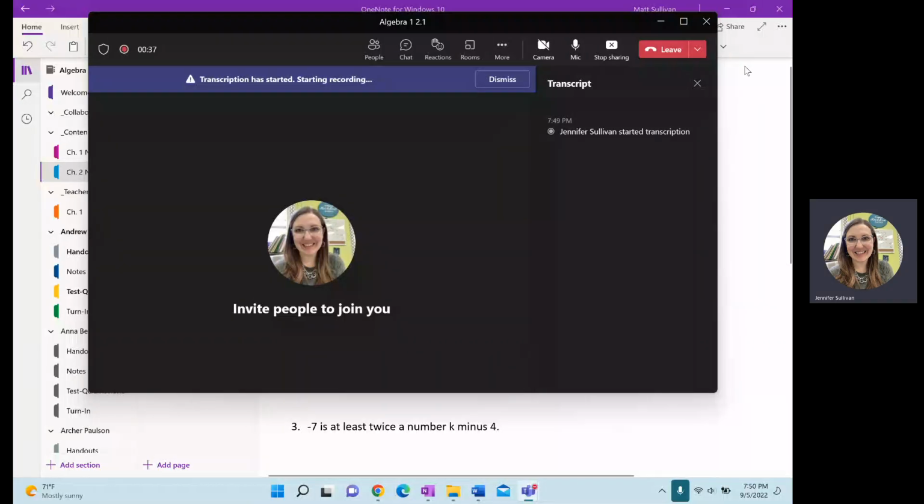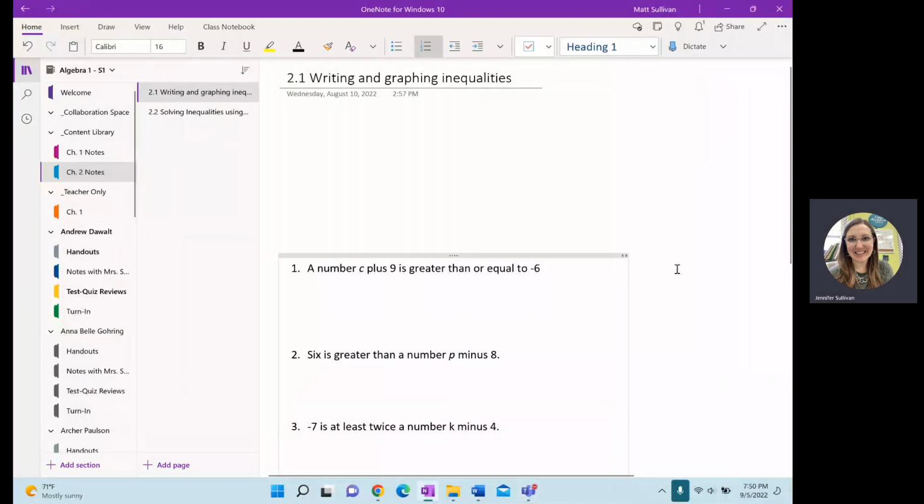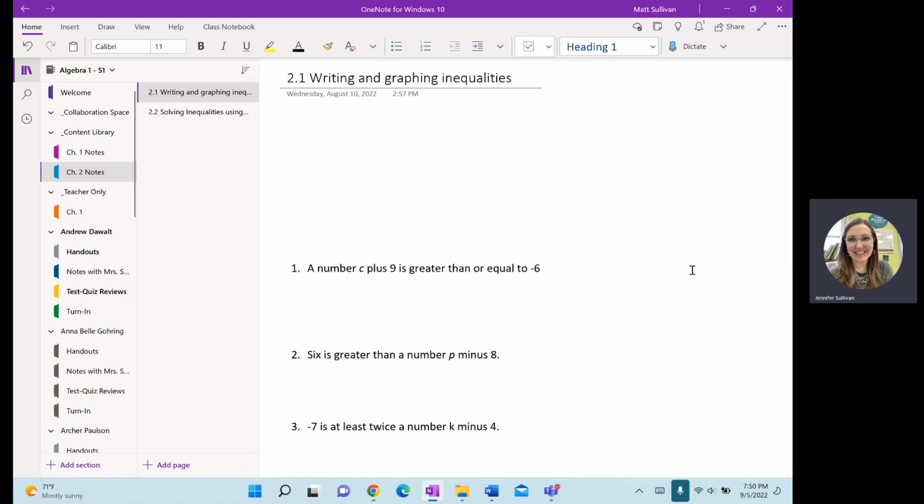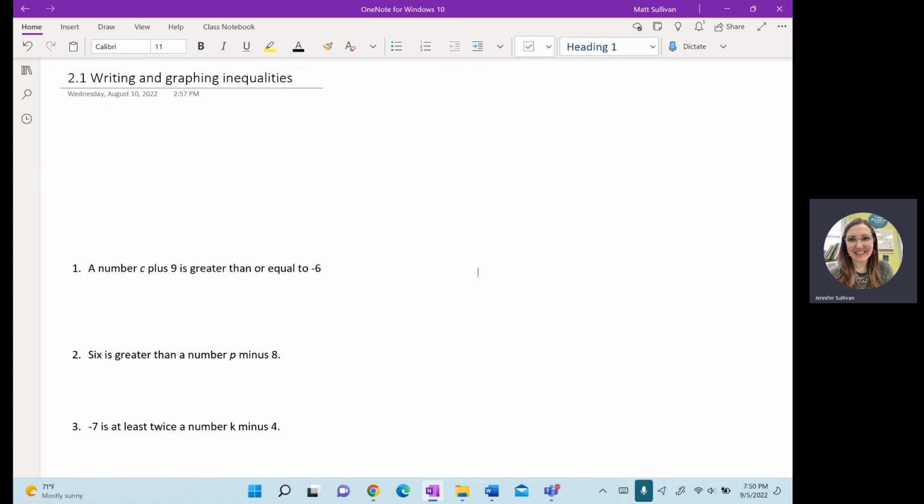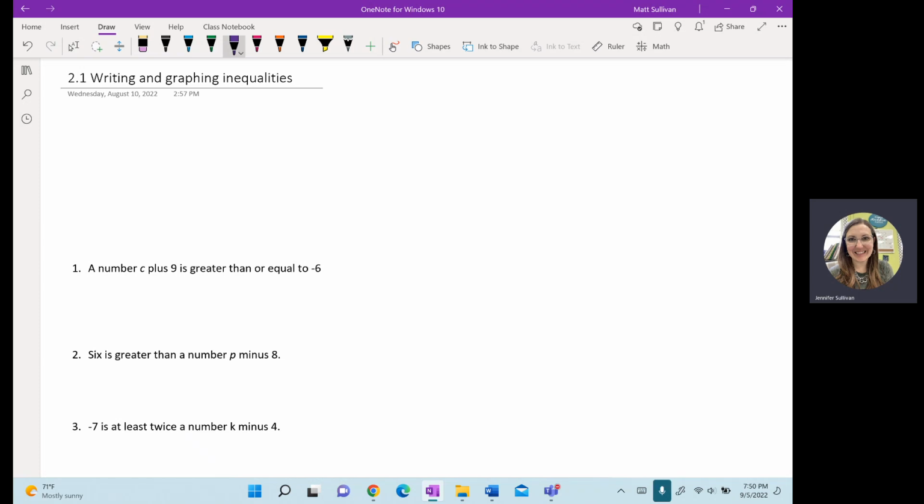All right, class, we are ready for chapter 2 now. Because of all of the work that we've done in chapter 1 with solving equations, it really is going to make chapter 2 seem so easy. There are just a few little things that we need to talk about. And in the first section, 2.1, we're going to be talking about writing and graphing inequalities.